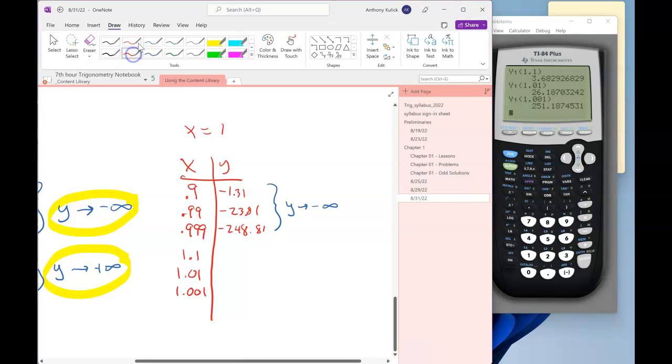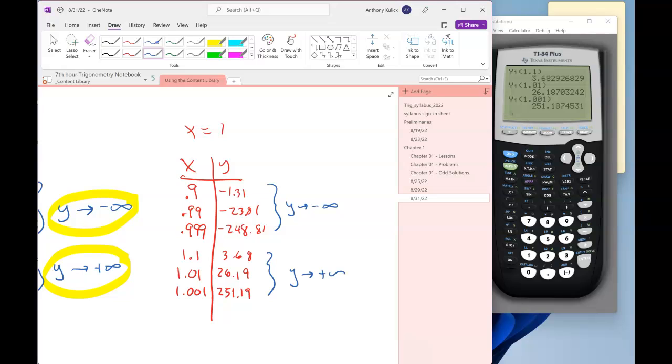What do we see there? So we're getting bigger and bigger each time, heading towards positive infinity. So those were my verticals, right?